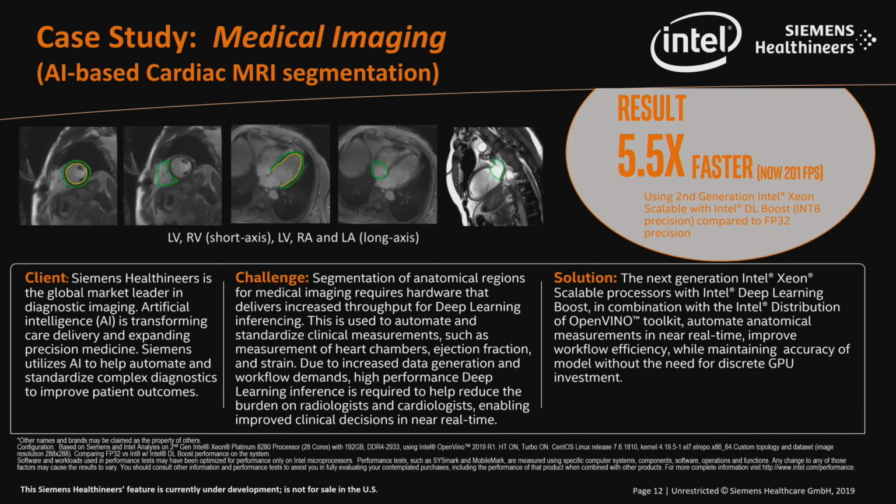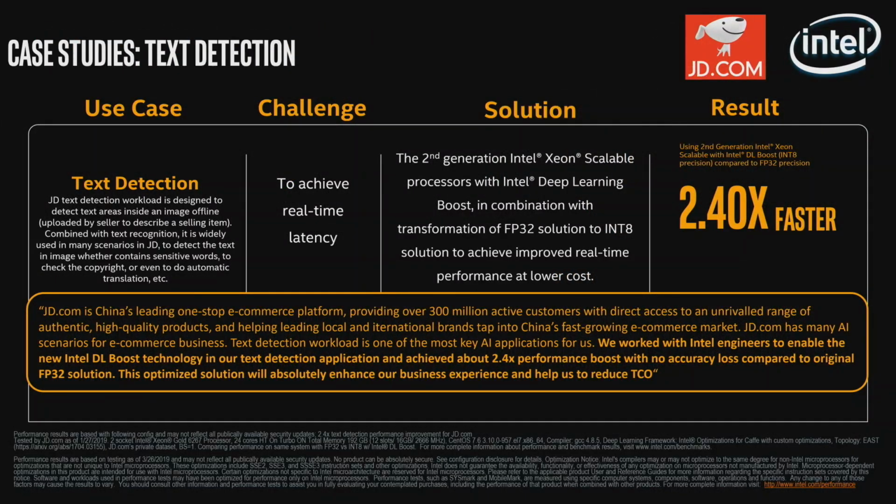So that's one example. Another example is from JD.com. This is for a text detection use case, and the challenge here is not just about performance, but also achieving real-time latency. Their use case was about how quickly they are able to find text areas in a video or in an image. They were able to use DL Boost and get about a 2.4x improvement in performance over what they had before.